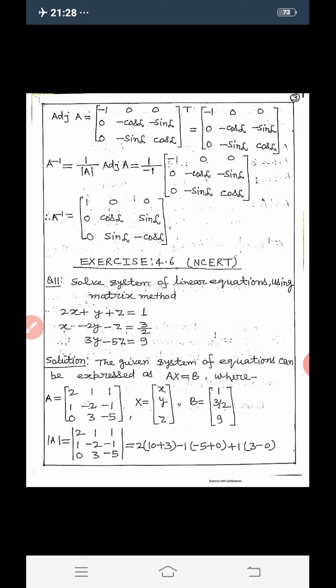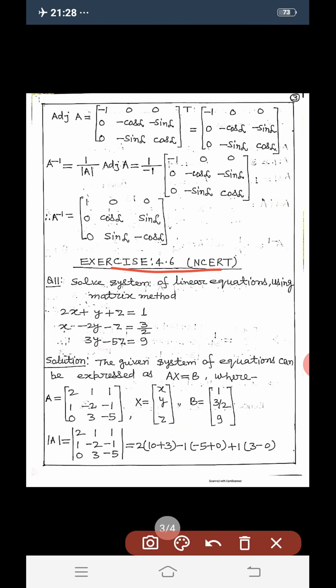Now we will solve one more question related to exercise 4.6 from NCERT. Question number 11. Solve the system of linear equations using the matrix method. The equations are 2x + y + z = 1, x - 2y - z = 3/2, 3y - 5z = 9.